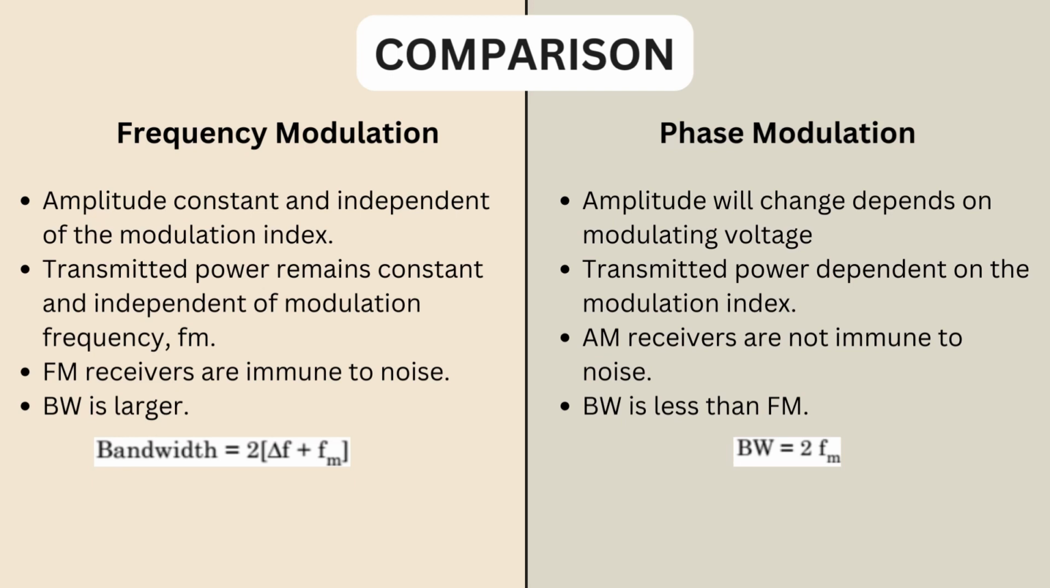For phase modulation, the amplitude will change depending on the modulating voltage. The transmitted power is dependent on the modulation index, and the PM receivers are not immune to noise, but the bandwidth is less than the FM.